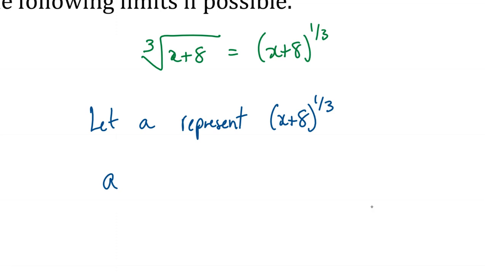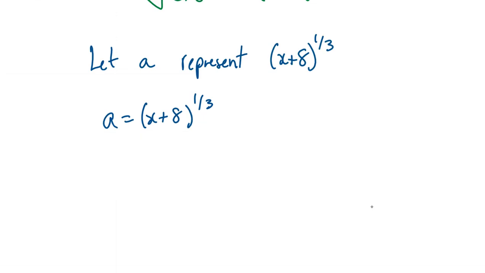That means a equals x plus 8 to the 1/3. So we have to use a let statement because we're introducing a new variable, but we're saying it represents that, which means they're equal. Step 1 is pick your variable, let statement. Step 2 is set up this equation and solve it for x. How do I solve this for x?